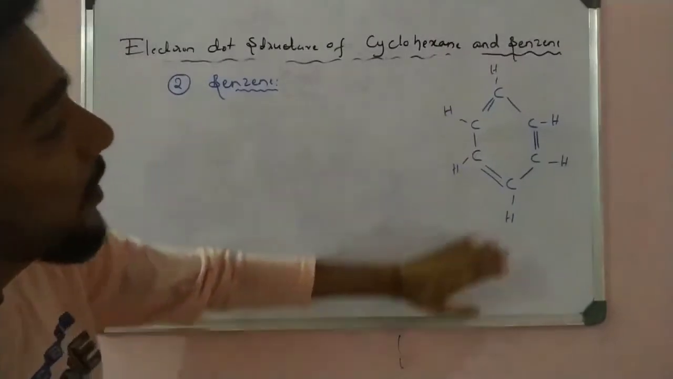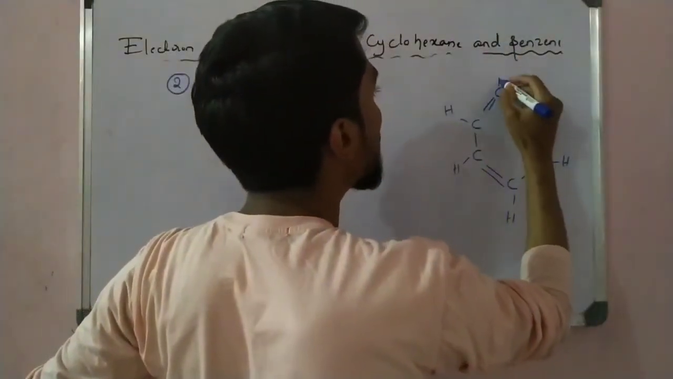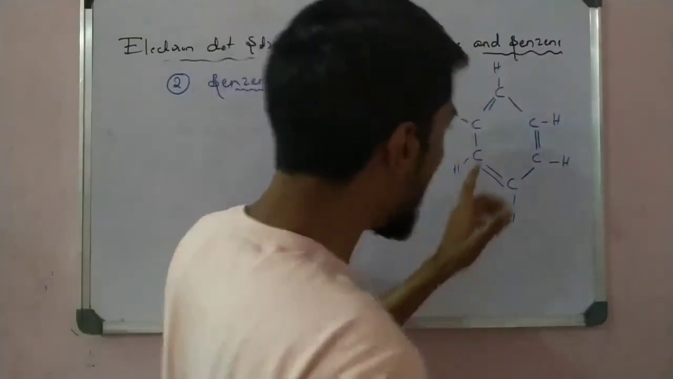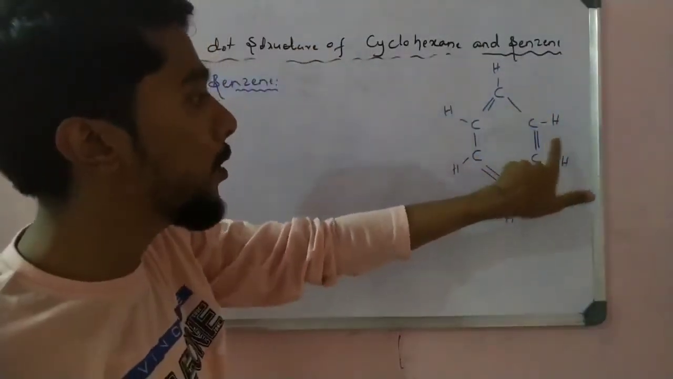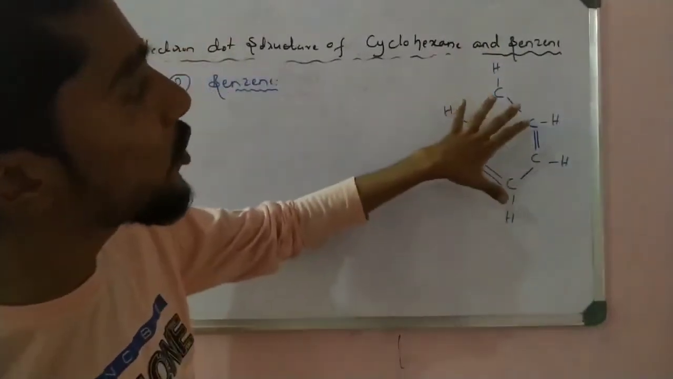So practice this. What is the structure of benzene? If asked to draw the structure of benzene, you can draw this simple one, by taking alternating bonds, single, double, single and double, right? So this is the structure of benzene.